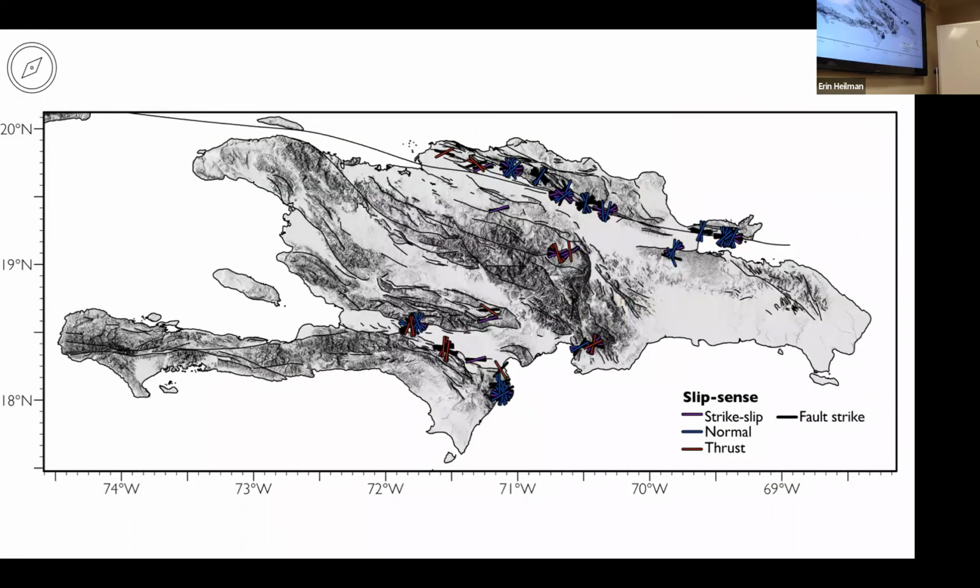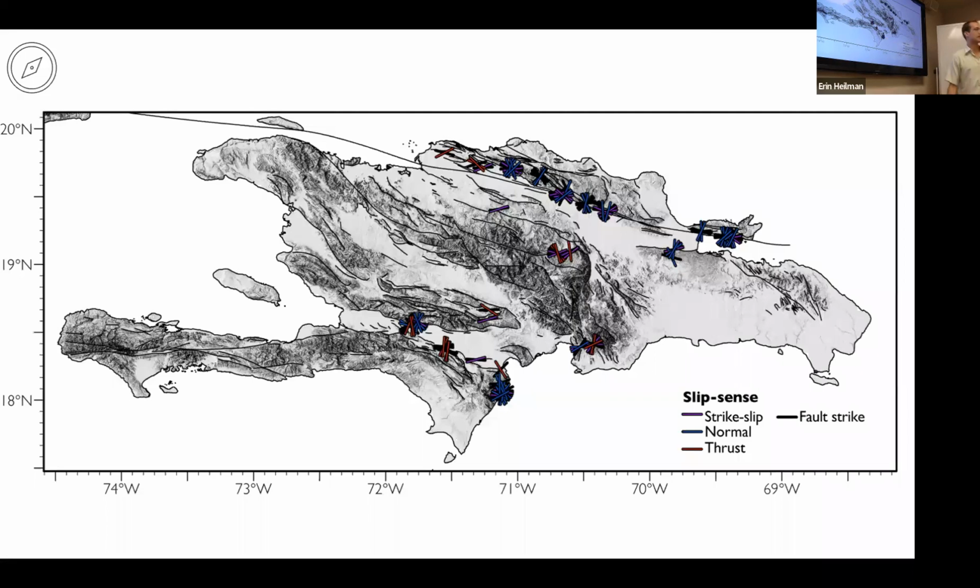And these are all the data that we collected in Hispaniola. You can see we spent most of our time along the Septentrional fault. We have some data in the central Cordillera. We have some data in the south as well, but you see that there are some very convoluted patterns with the slickenlines that we measured, especially down here.